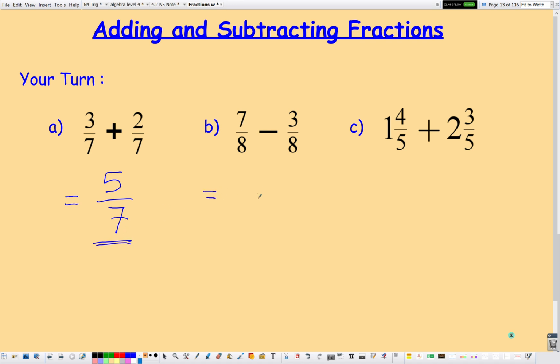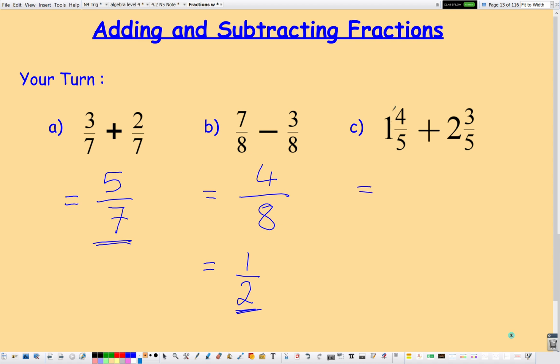7 8ths take away 3 8ths, so on the bottom it stays as an 8, and it's just 7 take away 3, which is 4. Now, I'm sure probably all of you got to there, but remember that you need to try and simplify if you can. There is a common factor there of 4, so I can simplify that by dividing top and bottom by 4. So that's going to turn into 1 over 2. Okay, as long as everyone got to that stage, I'm okay, but I would expect yellow and purple level people to know to simplify there.